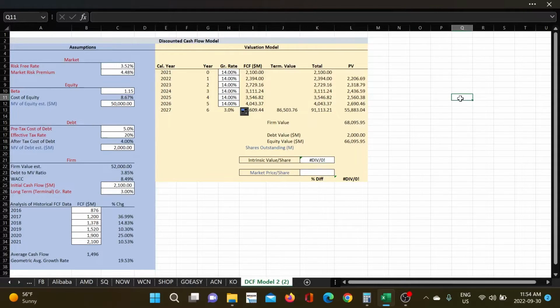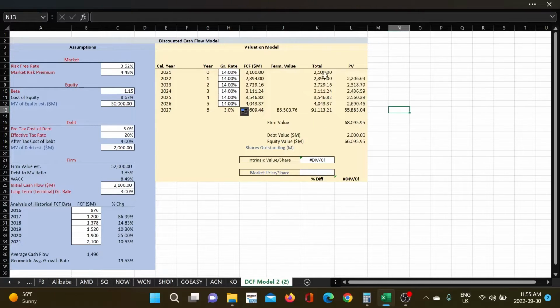But I don't care what it's worth in 2027. I want to know what it's worth to pay today for a company that's going to be worth $91 billion in 2027. So that's where the present value column comes in.